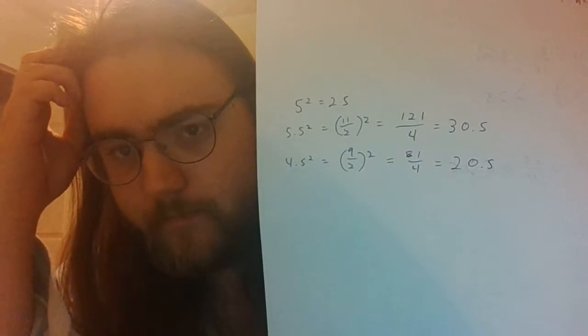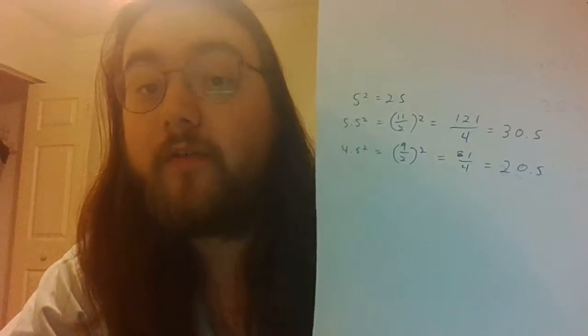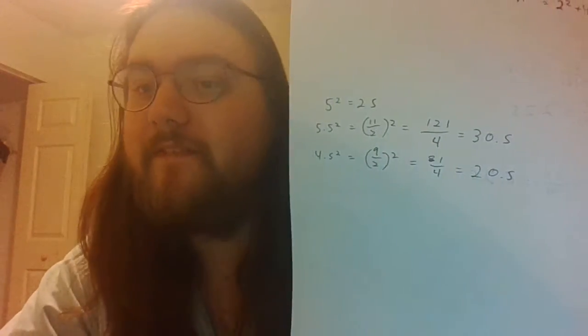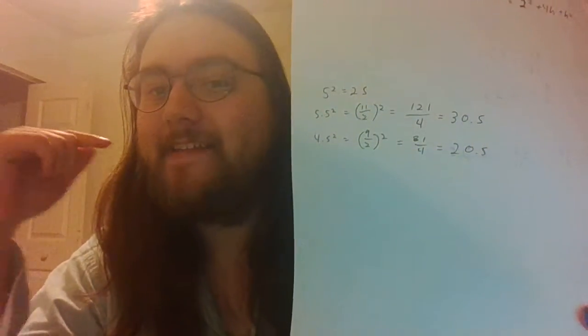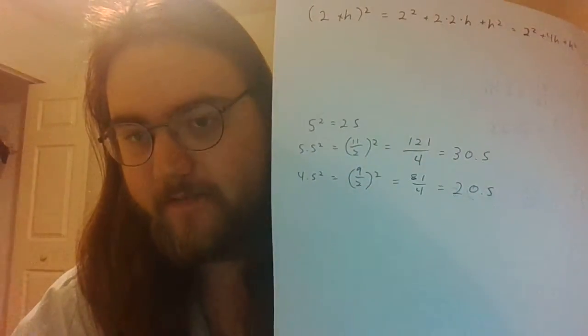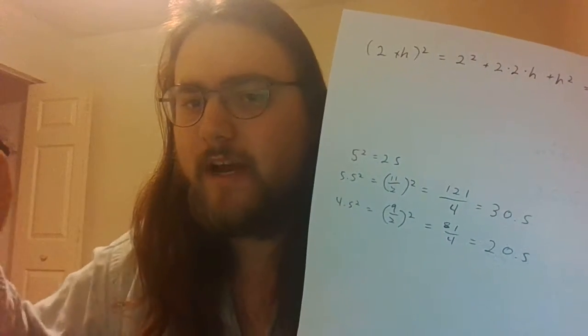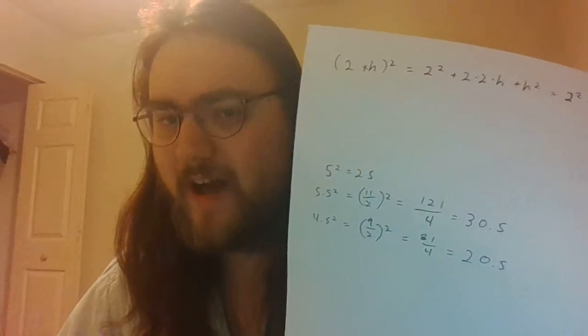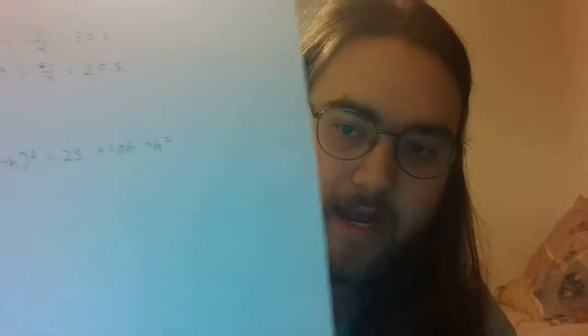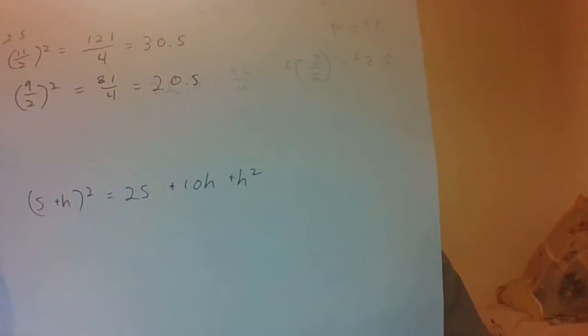Well, how far off are they from 25? They're about off by 5. And I added or subtracted a half from 5. So it's the difference times 2 times 5. Let's do the h thing again. So it's like (5 + h) squared equals 25 plus 10 times h plus h squared. That's what we have this time. And last time it was 4h.